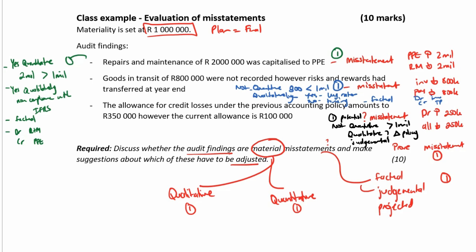Okay, guys, and then just to note, only if you said that goods in transit and this allowance were not material misstatements, would you then have to go and accumulate them to compare to final materiality? Because you would say that they are unadjusted, that do not require adjustments. If you said that they were material, you wouldn't accumulate, and you would simply request the adjustment.